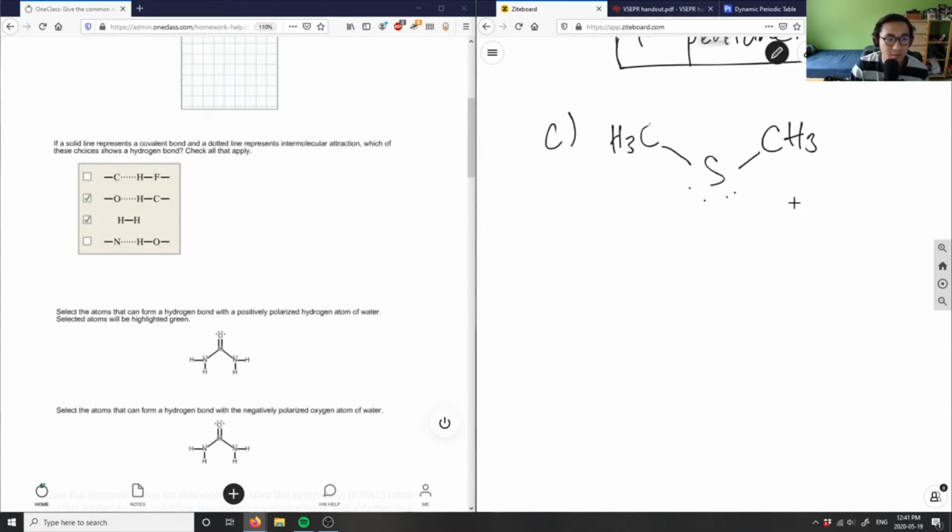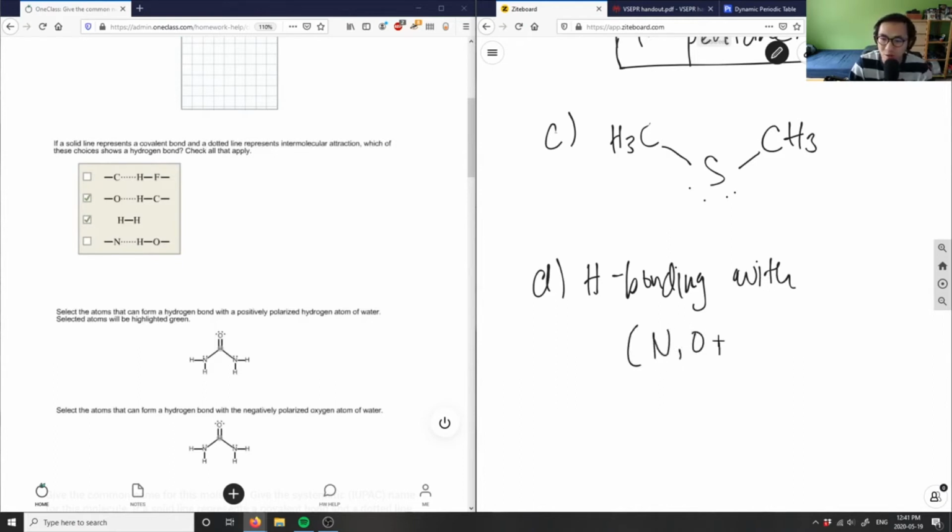D is asking us, if a solid line represents a covalent bond and a dotted line represents an intermolecular attraction, which of these choices show a hydrogen bond? Again, hydrogen bonding only exists with 3 elements: N, O, or F. As you can see, the first one has this dotted line with C and H. This is not correct because I don't have a hydrogen bond with carbon. This B option here is correct, right? This hydrogen is hydrogen bonded to oxygen here. So this is valid.